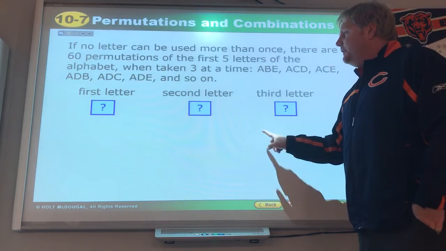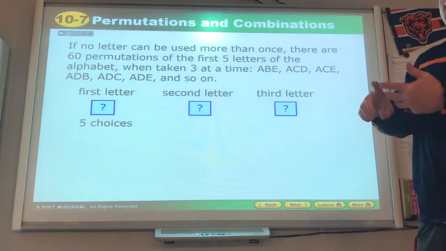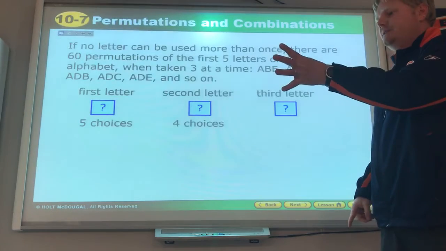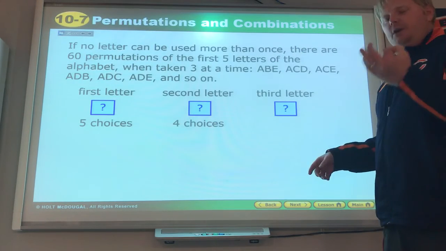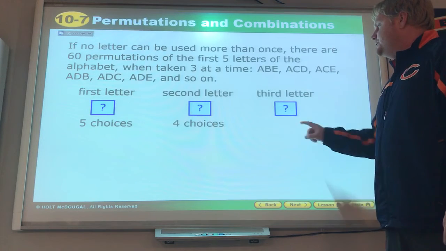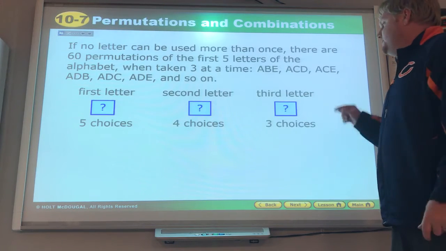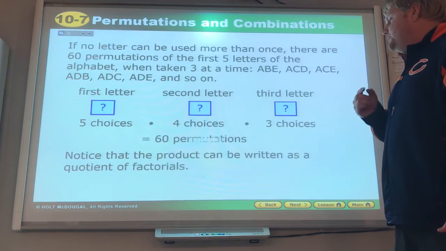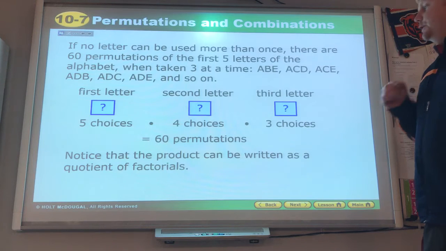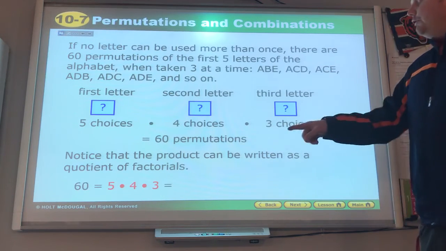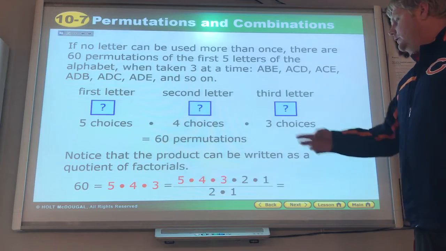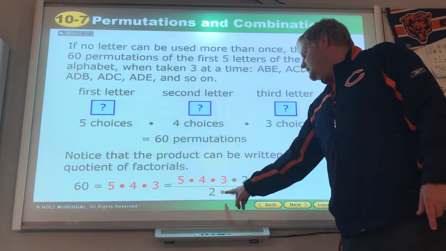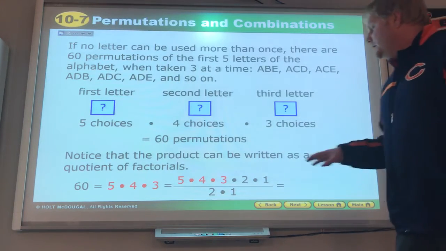So with that first letter, there's how many choices? 5. A, B, C, D, E. Now we made a choice. So that means for the second letter, there's only 4 choices left. And for the third choice, there's only 3 different letters to choose from. 5 times 4 times 3 is 60. Notice the product can be written as the quotient of factorials. 5 times 4 times 3, or 5 factorial, but we're taking away 2 of the options. There's not there, so we cross those out.